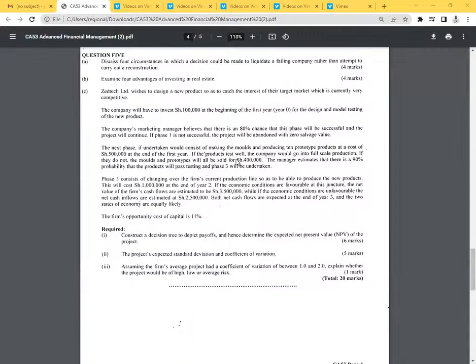Full scale production, this is what we have. They have told us here, phase 3 now, which is full scale production, consists of changing over the farm's current production line so as to be able to produce the new products. This will cost 1 million at the end of year 2.